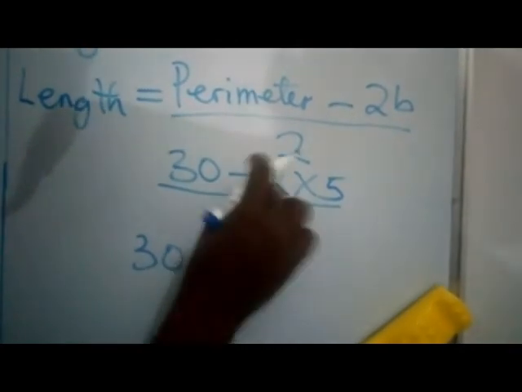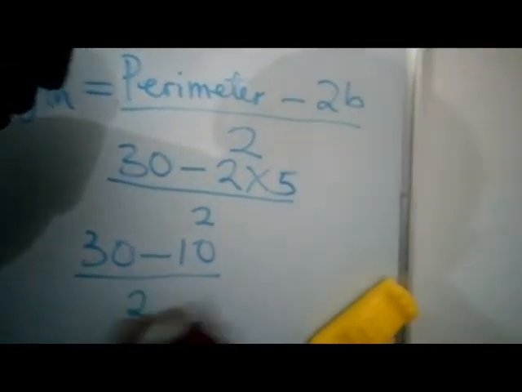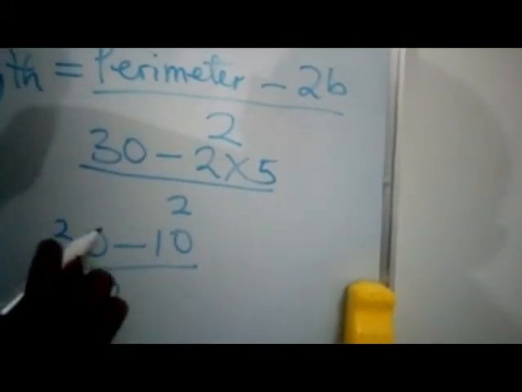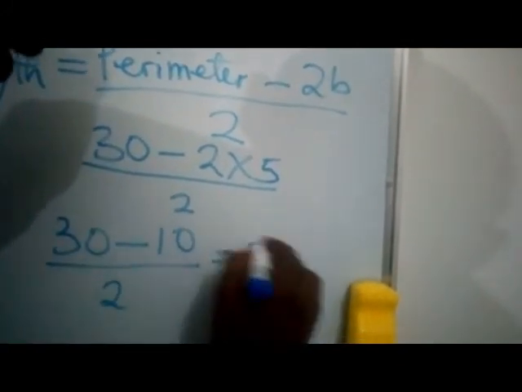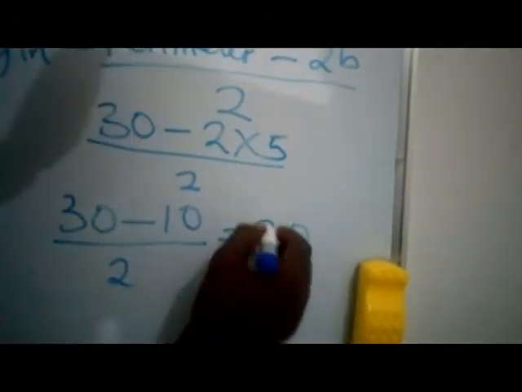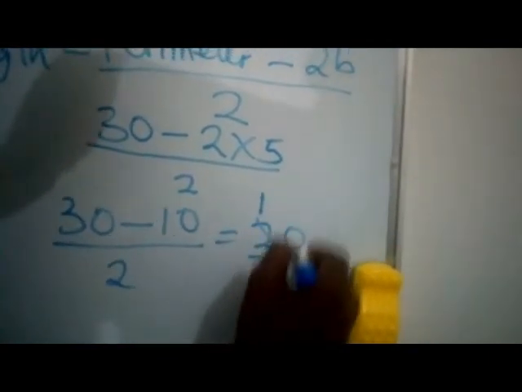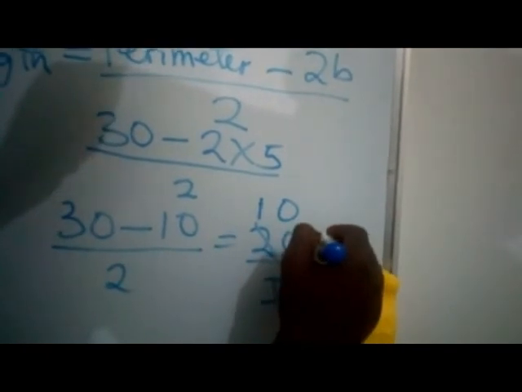That will give us what? 30 minus 2 times 5 will give us what? 10. Divided through by what? 2. You follow the steps. 30 minus 10 will give us what? 20. Divided by what? 2. Now here you can divide it. 20 divided by 2. You can say 2 divided by 2, that will be 1. 0 divided by 2, that will be what? 0. So therefore our answer is what?